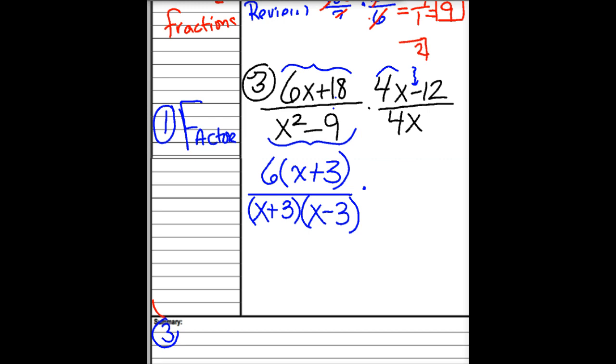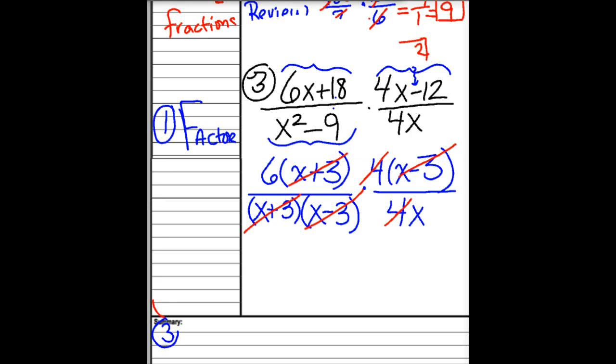On the top of the next fraction, I've got a 4 hiding in both terms, so I factor a 4 out of both. And the bottom remains 4 times x. Now I just go cancel any common factors. I can see a 4 staring me in the face right here. I can see an x plus 3 right in my face, and I can see an x minus 3. The only thing left here when I'm all done is a 6 living on the top and an x living on the bottom. And I know that that's as good as it gets because that doesn't reduce.